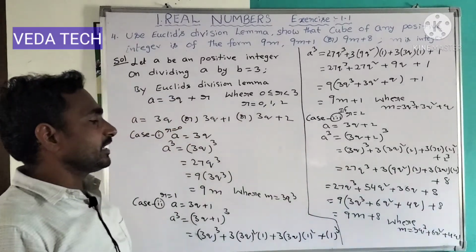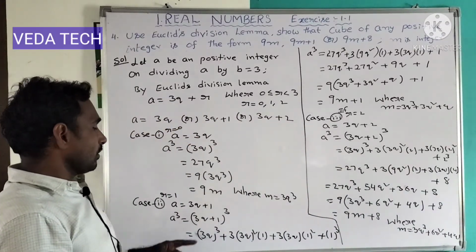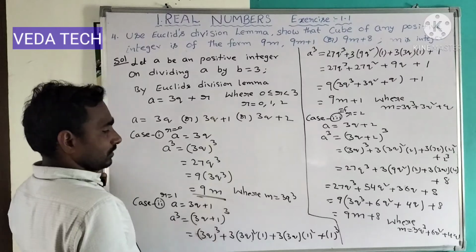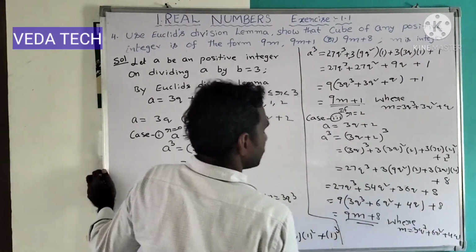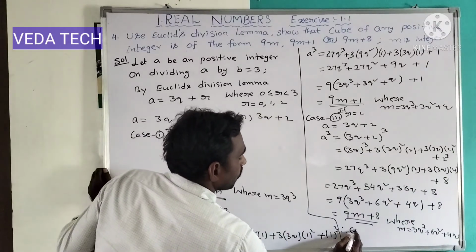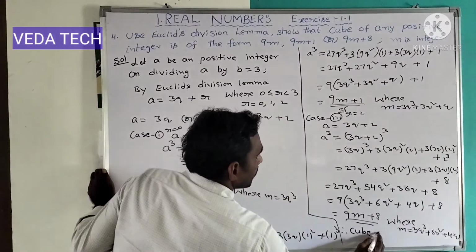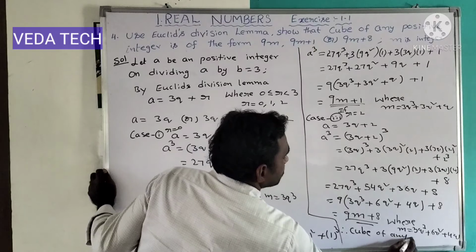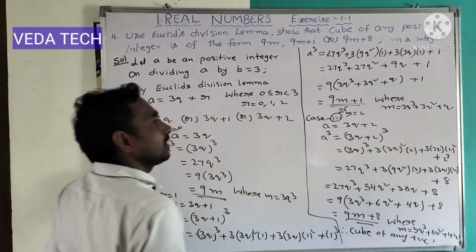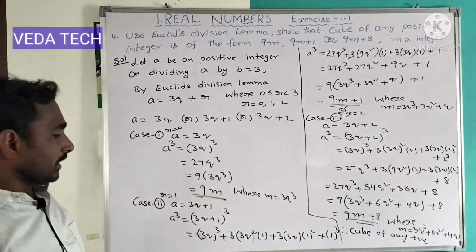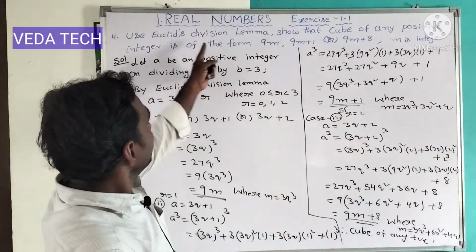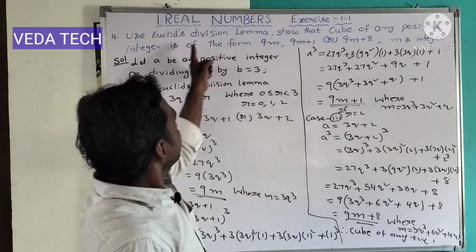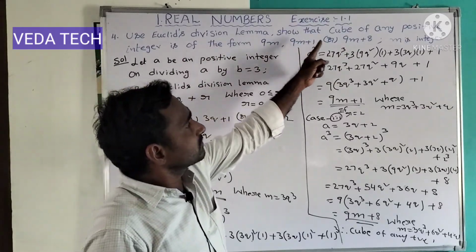Therefore, cube of any positive integer is of the form 9m plus 1 or 9m plus 8. Therefore, cube of any positive integer is of the form 9m or 9m plus 1 or 9m plus 8.